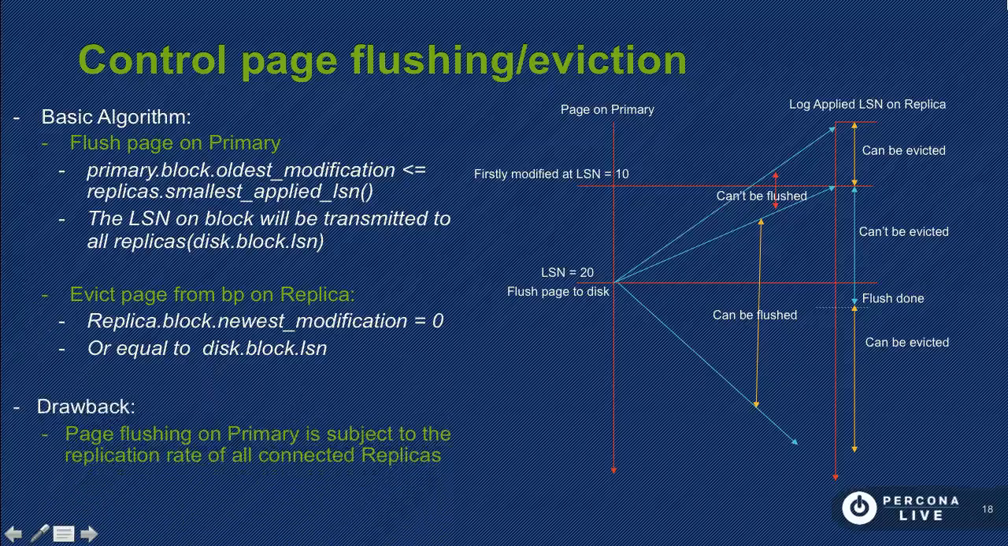But there's a drawback of this method, because the page flush on the primary will be affected by the replication delay. And we have two ways to solve this problem. Firstly, we can configure a threshold. If the delayed sequence exceeds this value, we will kick out this replica. And besides, we did some work to optimize the performance of replicating.